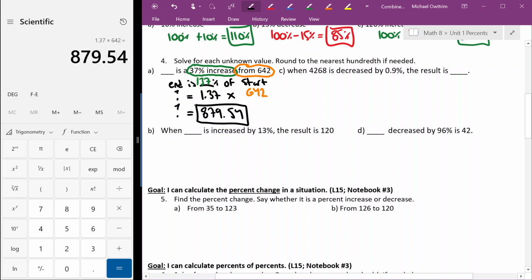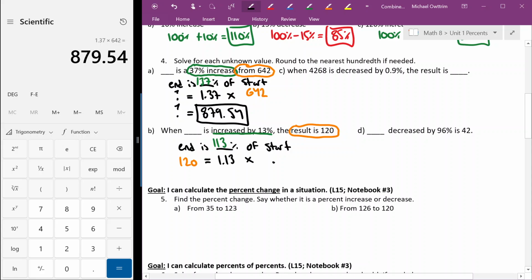In question B, we have when blank is increased by 13%, the result is 120. Again, we have an increase and an actual number for our percent. So we'll use our setup that our end is blank percent of the start. First thing we'll fill in is that for an increase of 13%, we'll have 113% of the start. Now in this question, they told us the result is 120, and that's going to be our end number.